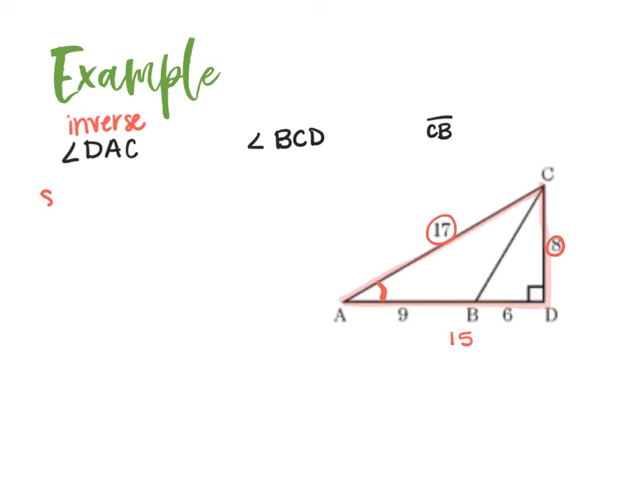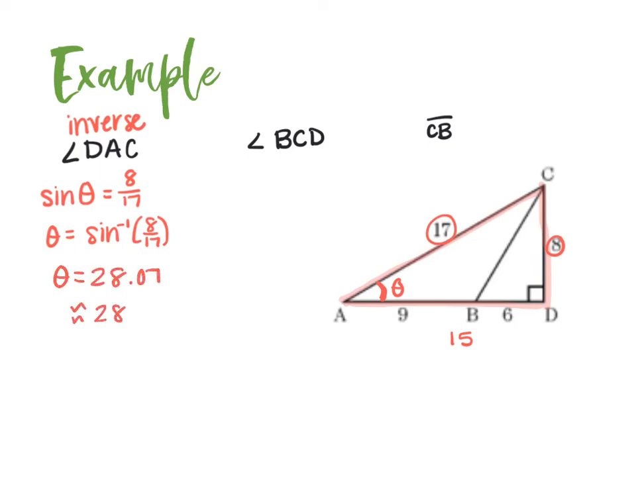So if I wanted to use sine, then I would have to use the opposite and the hypotenuse. So that would be 8 over 17. So then theta would equal the inverse sine of 8 over 17. So that would be second sine 8 over 17. So angle DAC equals 28.07 or 28.1.